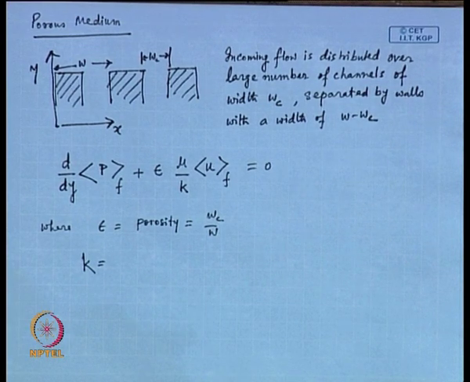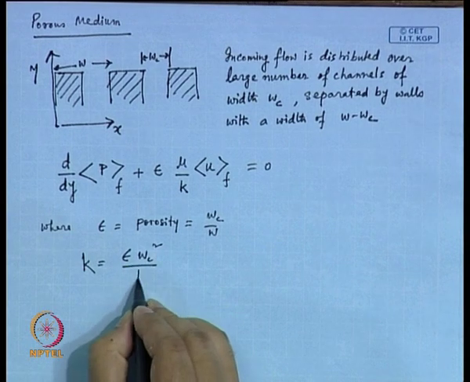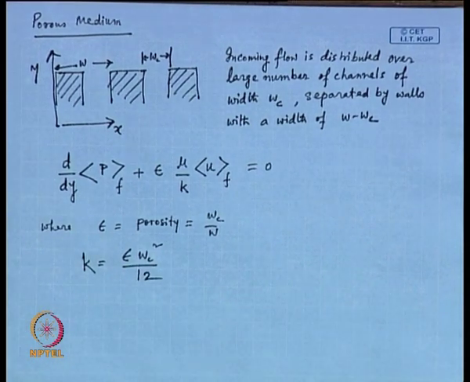Now, it has been shown that when you have a channel and you want to find a permeability for flow through a channel, there is an expression available. When you have flow between two parallel plates, two parallel walls, and the flow through that channel made by two parallel walls, you can come up with an expression for k, and that expression is given by epsilon W c square divided by 12. That is how it is given.